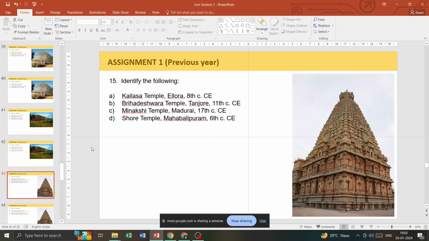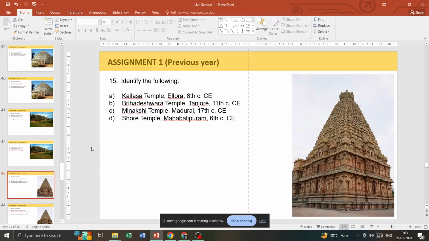Question number 15. Identify the following, and we have examples. Kailash Temple, Ellora, 8th century CE. Brihadeshwara Temple, Tanjore, 11th century CE.